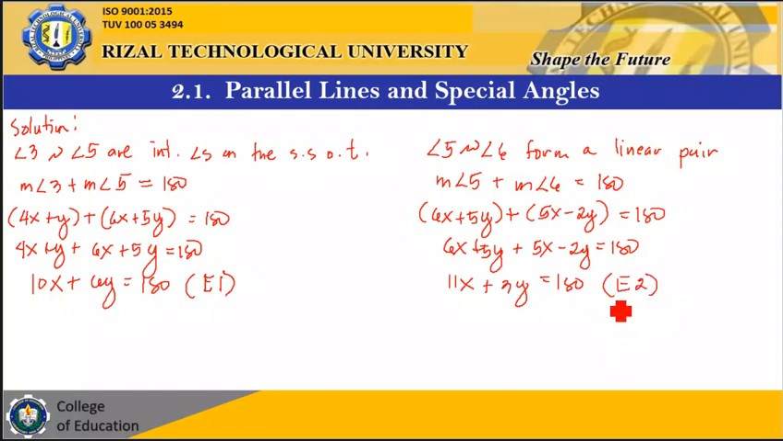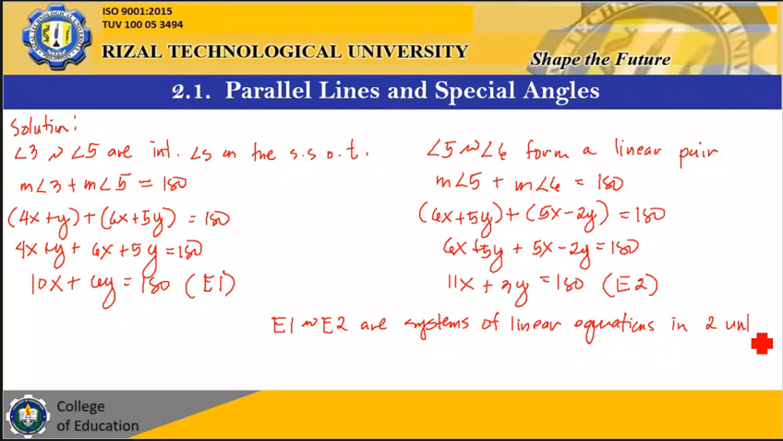So we can see here that equation 1 and equation 2 are systems of linear equations in two unknowns. And to solve for the systems of linear equations in two unknowns, we have four methods to use.